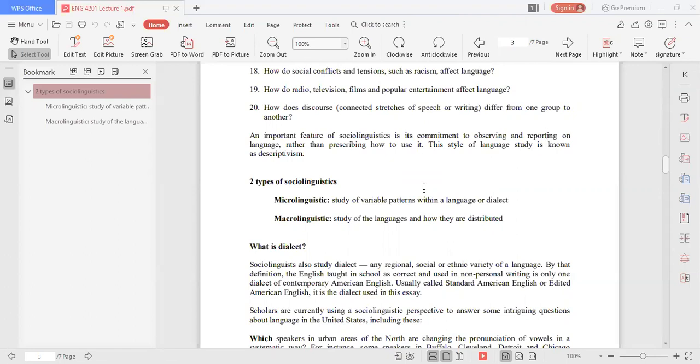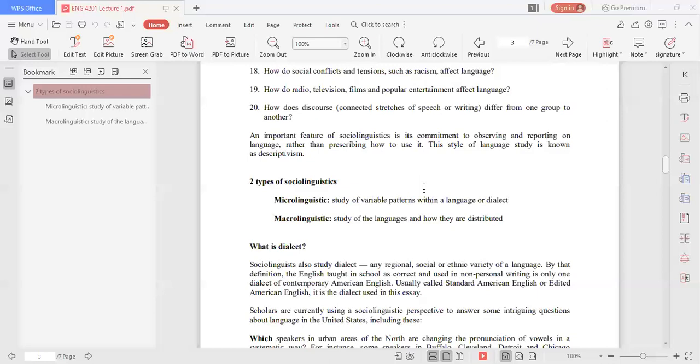With the rise of education, the percentage of people participating in the education system, you can see that the dialect gets affected, and most of the time people try to speak in a standard language. So it affects the dialect. Why does it happen? Sociolinguists all the time try to find out all these aspects of language in relation to society. Now, we have two types of sociolinguistics.